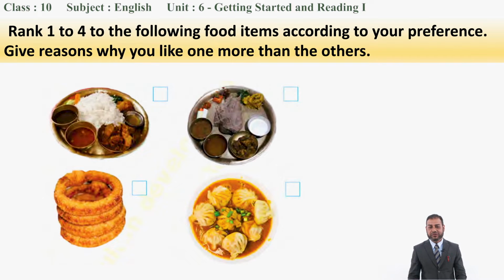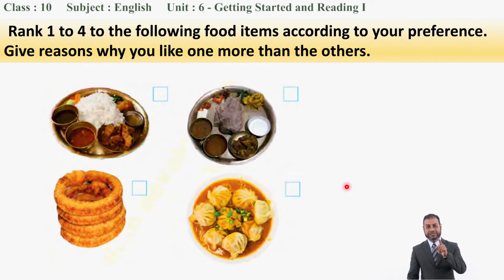Now, out of these 4 pictures, to which do you want to rank 1, which is the most favorite food for you? Dal bhat tarkari, dhido tarkari, sel roti or momos. Which one? Okay, it can be different from one person to another person. But if you ask me, the most favorite for me is dal bhat tarkari, the first one. So I want to rank 1 to the first picture.